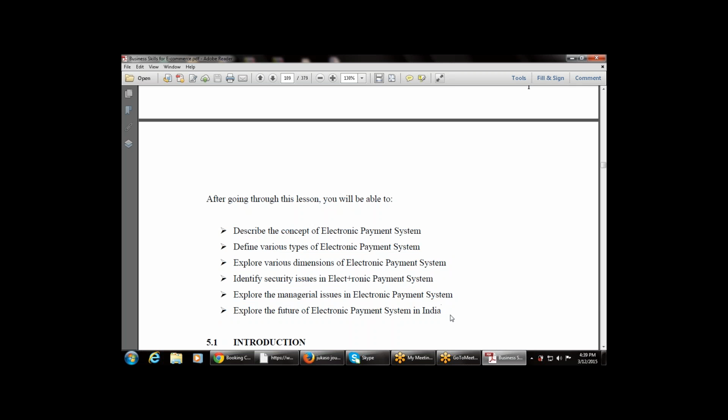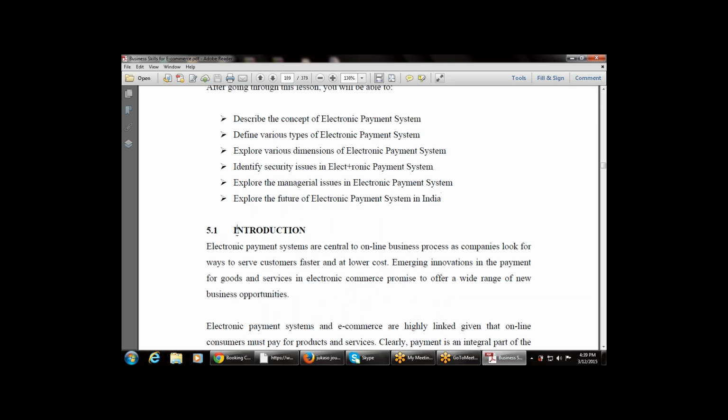Then explain various dimensions, that is, what are the dimensions of the e-payment system. Then security issues, that is, what are the security issues available with the e-payment system. Then managerial issues, that is, what are the managerial issues available with the e-payment system. Then the future of the e-payment system in India, that is, what is the future of the e-payment system available in India.